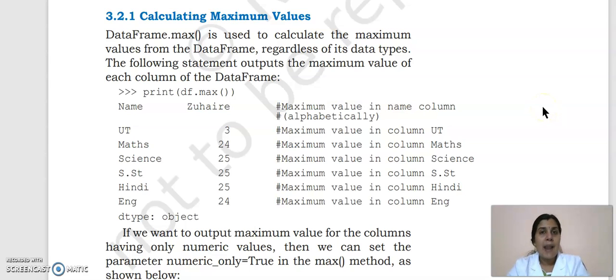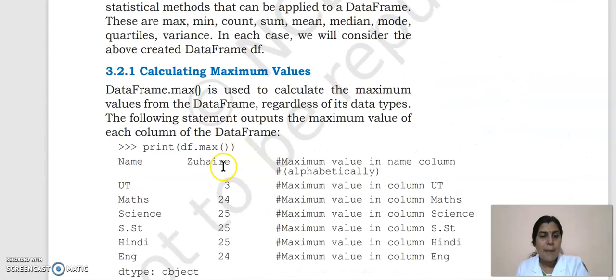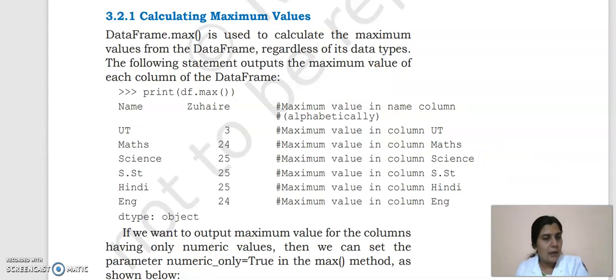So calculating maximum values means we can calculate the maximum value from the data frame regardless of the data types. For example, print df.max. df.max will give the maximum value. That means for mathematics, the maximum value will be, I think, for Ashtravi 24. For science, for Ashtravi 25. So the maximum value is obtained by using this method max.